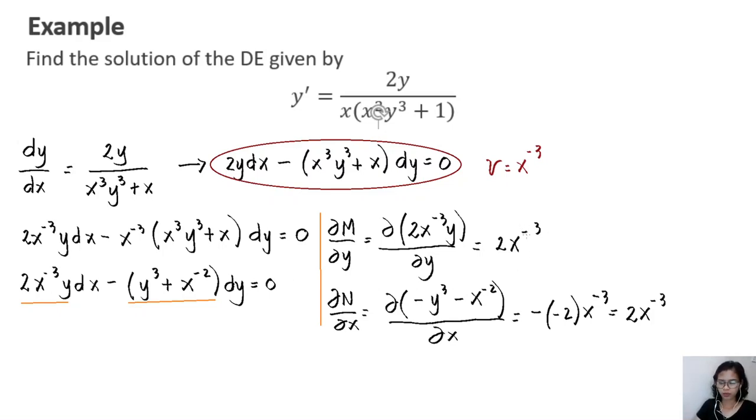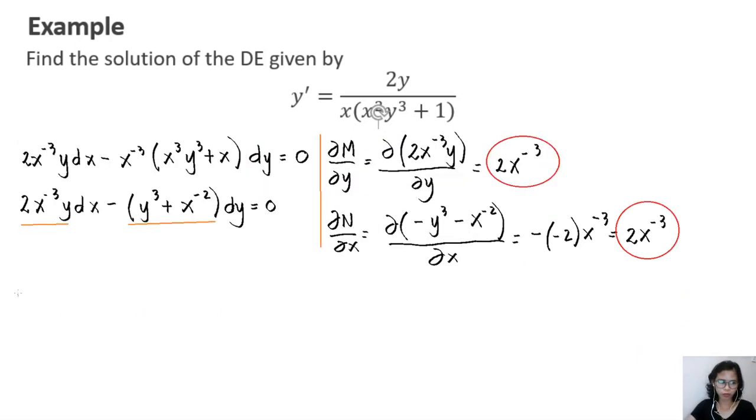So you can see, the partial derivative of M and the partial derivative of N are equal. No? This one. They are equal. Now, what's the next step when we solve for exact differential equations? We will solve for f prime. We are solving for f prime. What will be our f prime? F prime is the integral of your new M with respect to x.